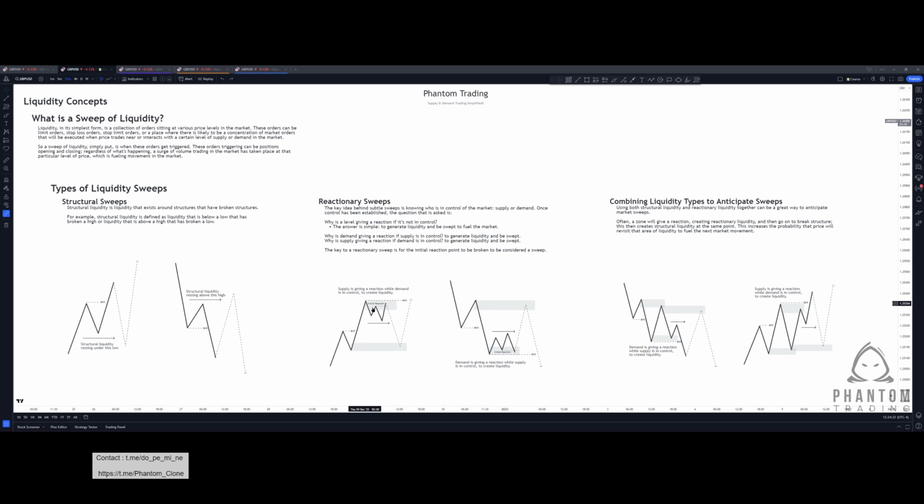Price taps into this newly created supply level. We see our initial reaction. We see price then trade lower, come back up, take out the previous high, which creates, in essence, structural liquidity, and then price comes down to tap into demand.